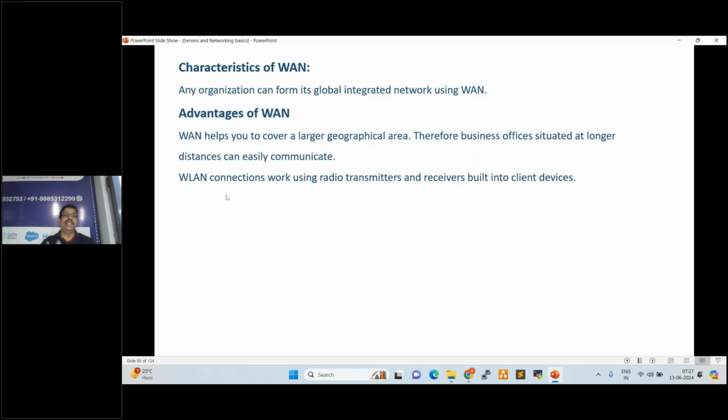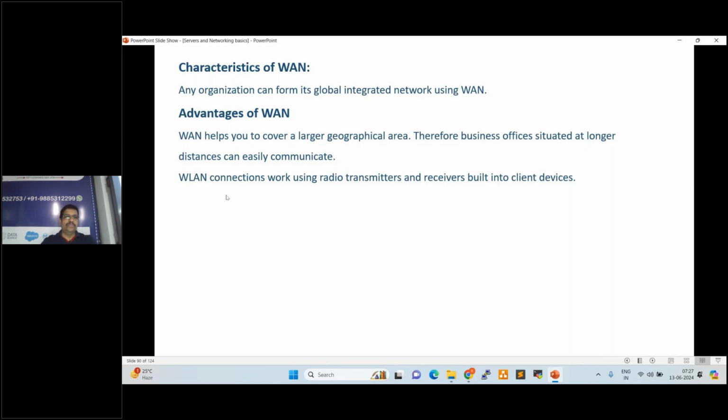AWS is already configured, no need to worry about this. Earlier, in physical environments we used to configure this. Currently we don't need to worry about the network connections. AWS is already configured, Azure is also already configured, GCP is already configured. So as a user, as a DevOps engineer, as a cloud engineer, we can directly access them.